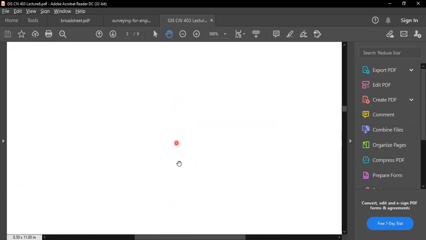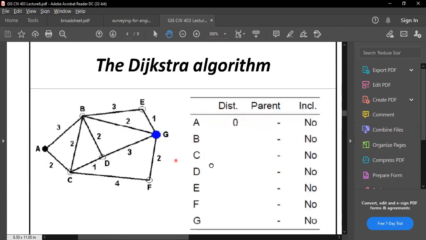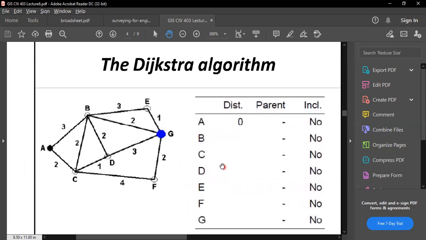Dijkstra's algorithm. So this was the algorithm. If you look at the screen, you will see that I'm trying to move from point A and I want to get to point G. Okay, but in between, I don't have a straight route. Naturally, straight routes just don't exist.